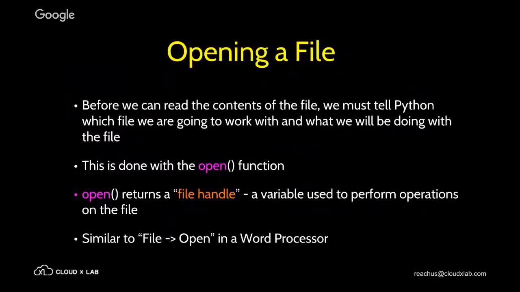Before we can read the content of the file, we must tell Python which file we want to read or write to, and what we're going to do with the file. So we have a function called open. Open returns a file handle. A file handle is kind of a variable that we are going to operate upon. It's an object which gives us various methods to manipulate the file. It's similar to when we open a file in a word processor.